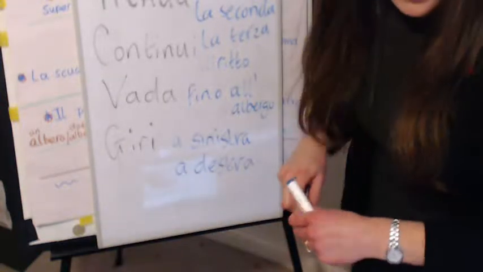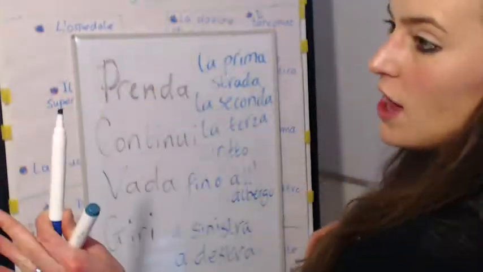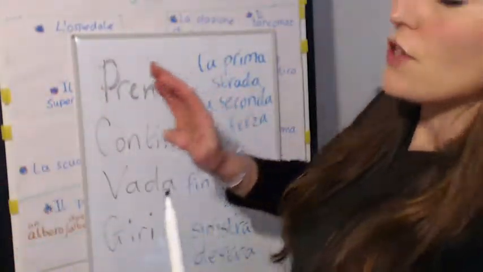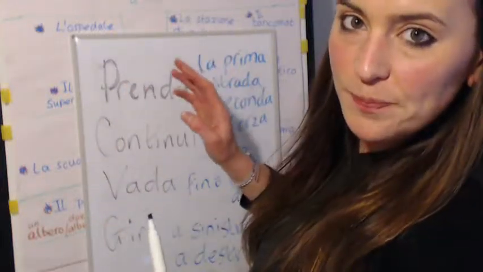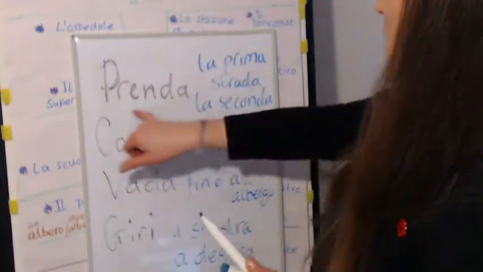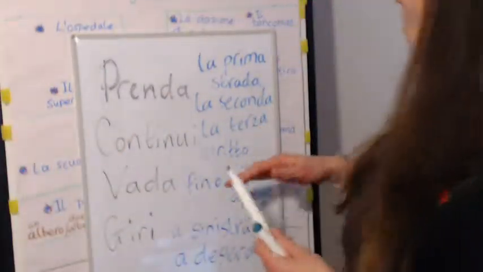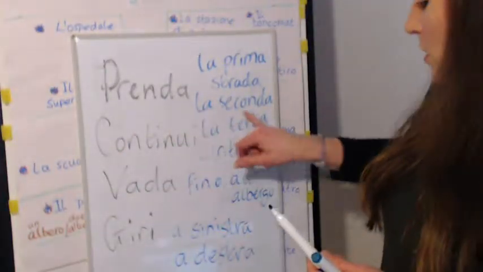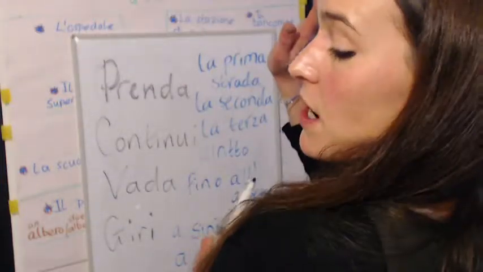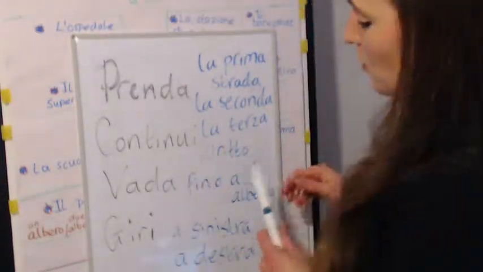Okay. So what if you want to say, take the first turning on the left, or the first turning on the right. So you might hear, prenda la prima strada a sinistra. Or you might hear, prenda la seconda strada a destra. You might hear something like that. You might hear something that is slightly different though.